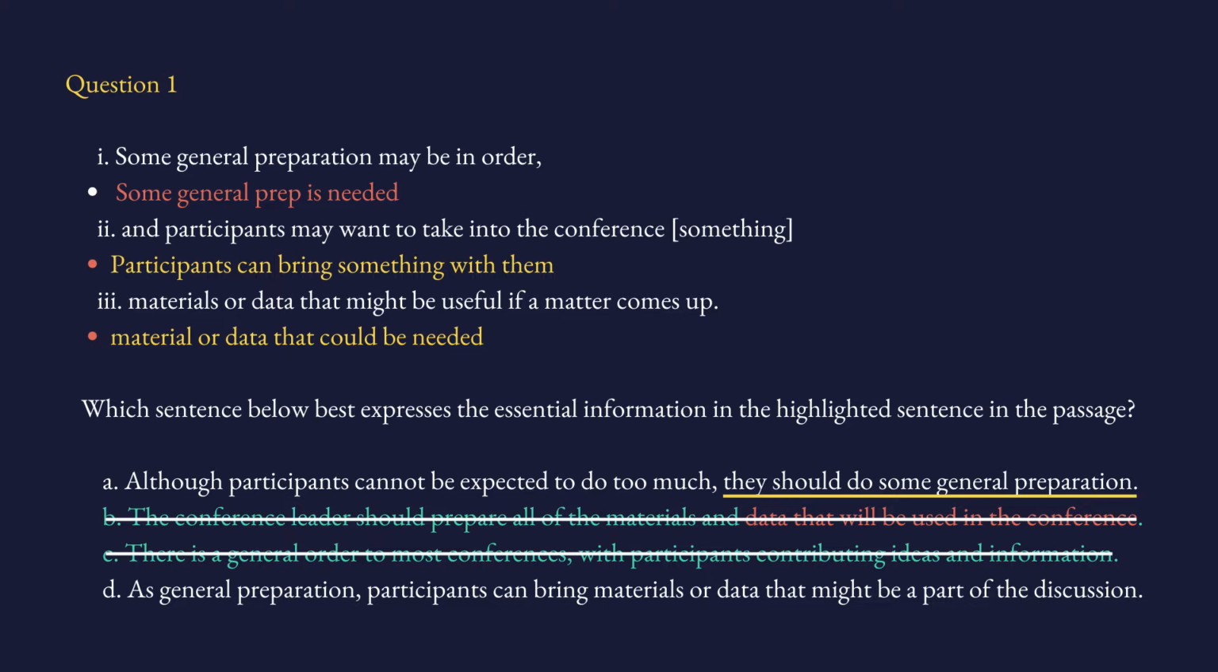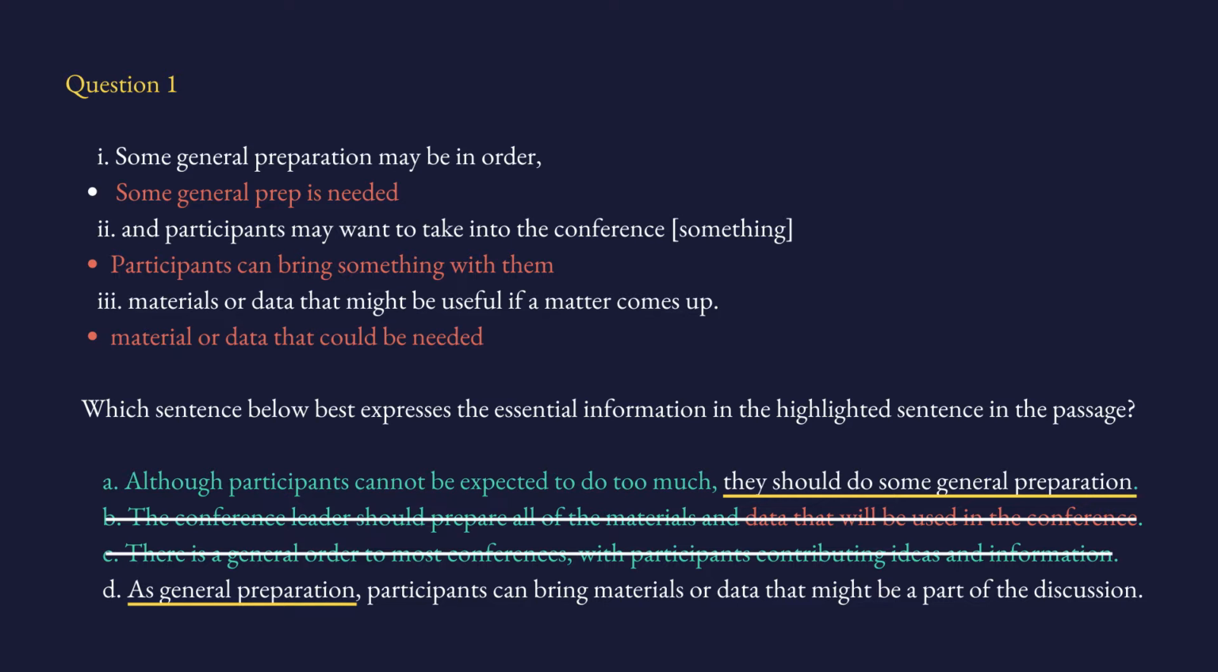Strike through. D, as general preparation, well, voila. So we have as general preparation here, underlined. So A so far, and D could be the answer. Which is the correct one? Well, we don't know. We're going to have to look at the second clause. Participants can bring something with them. And the third one, material or data that could be needed.